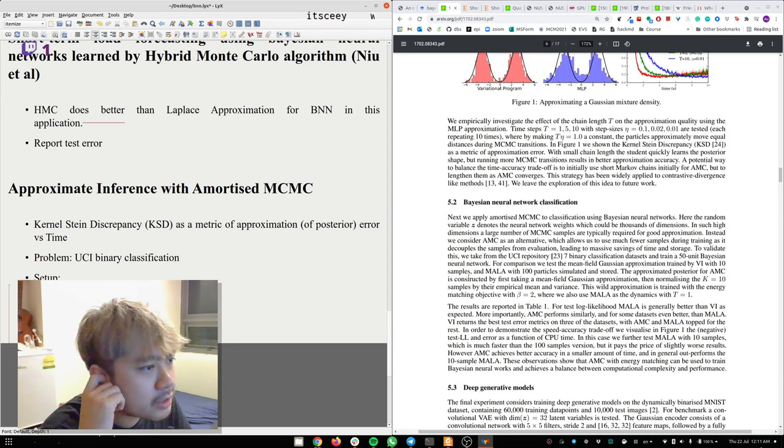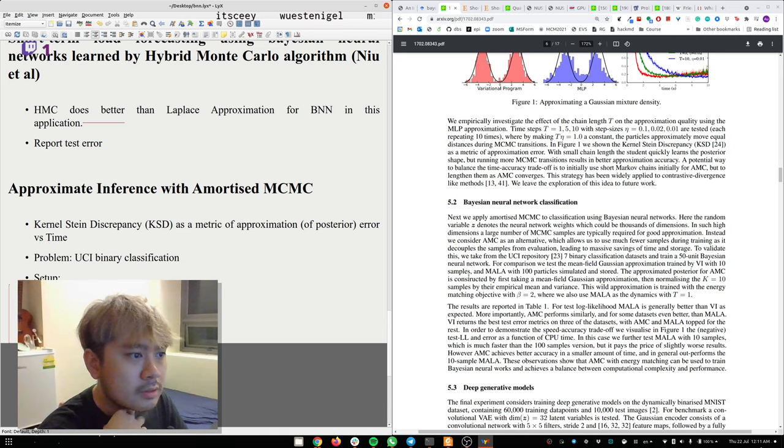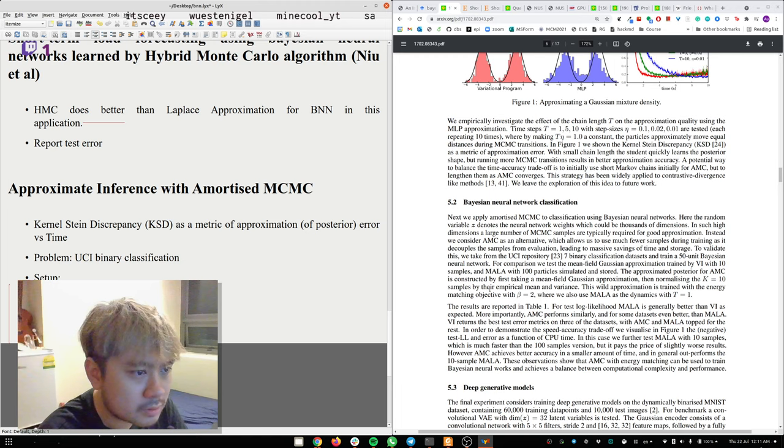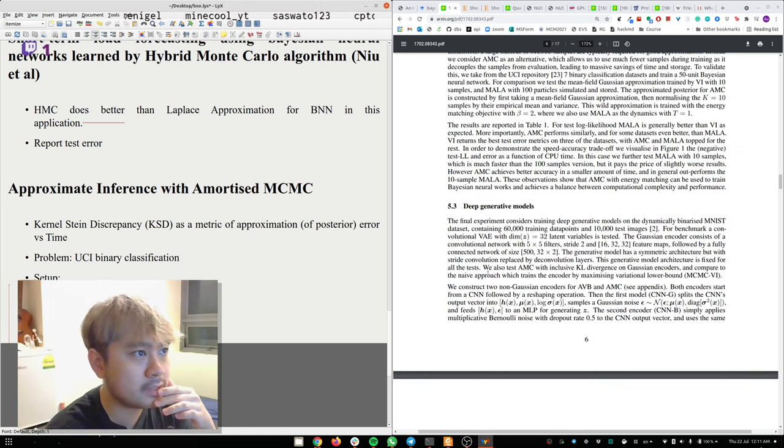With 100 particles, what does that mean? So like 100 chains? Or 100 samples? Wait, where do I see this? Table 1.